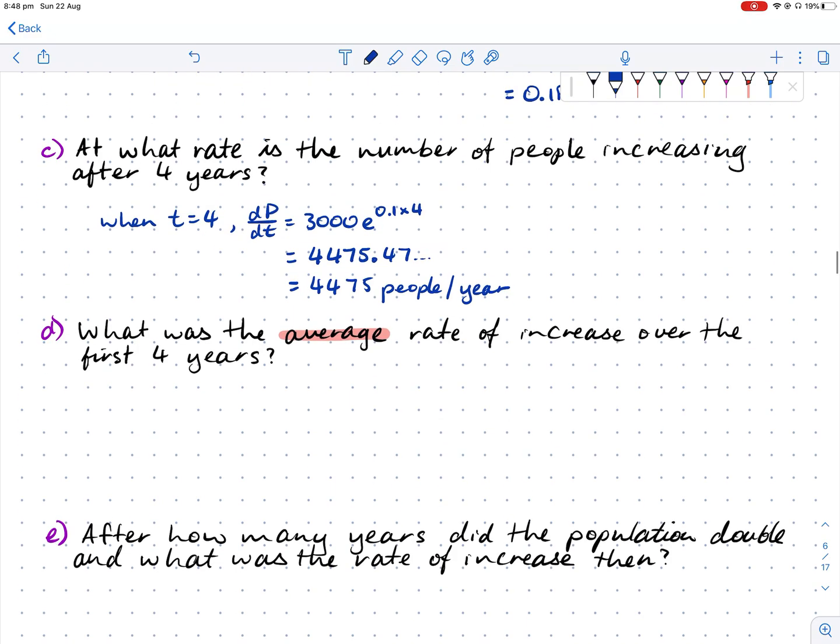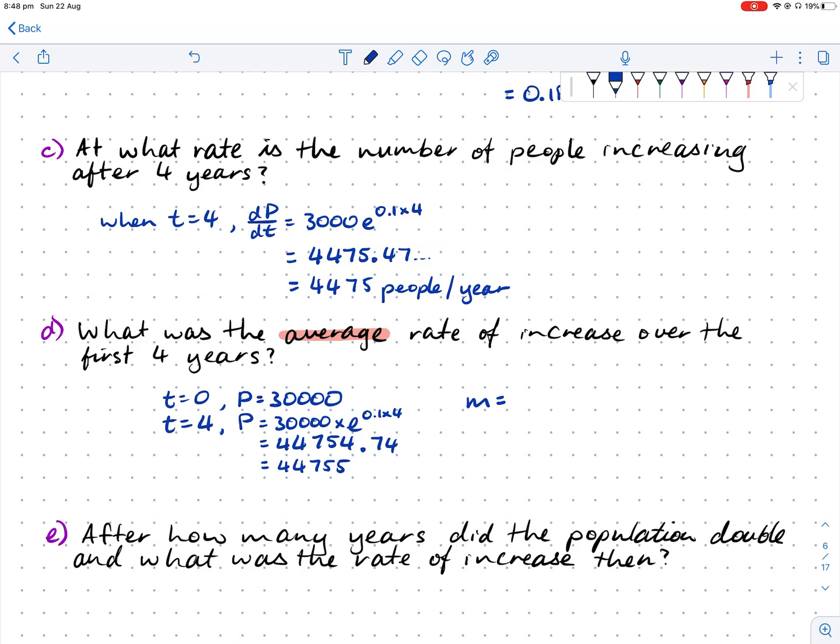So what we need to do is work out what the population was at 0 and at 4, okay? So t equals 0, we need to work out P, and we did that before, it was 30,000. And when t equals 4, we also need to work out a population. So that would be 30,000 times e to the power of 0.1 times 4. When you calculate that, it's 44,754.74. Again, round that to the nearest whole number, 44,755 people.